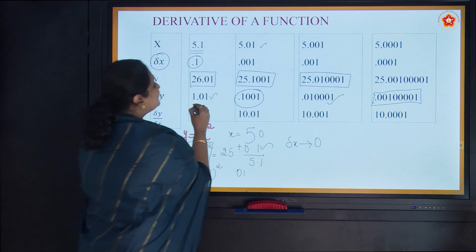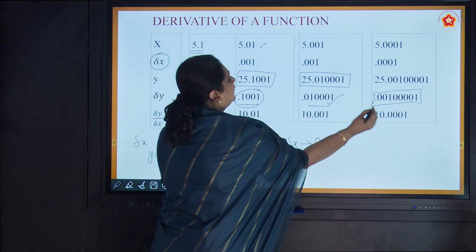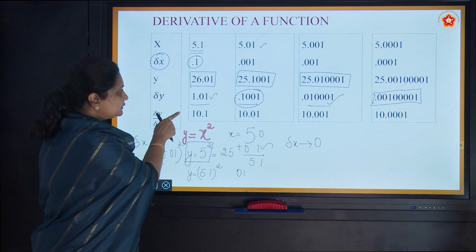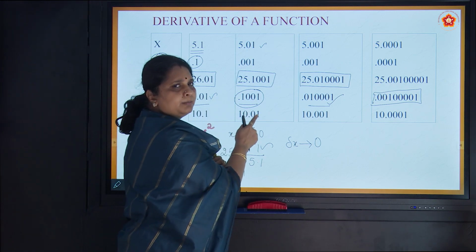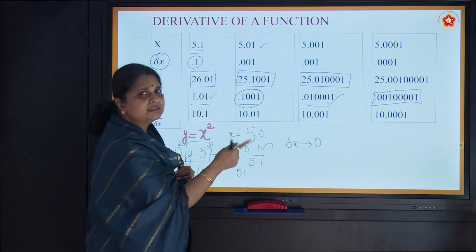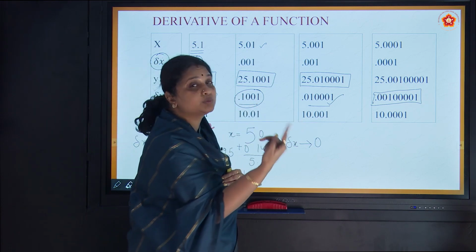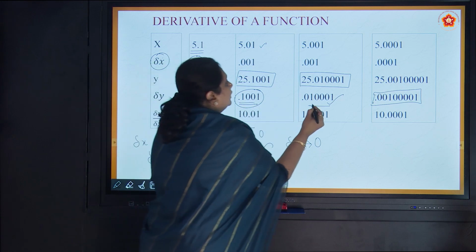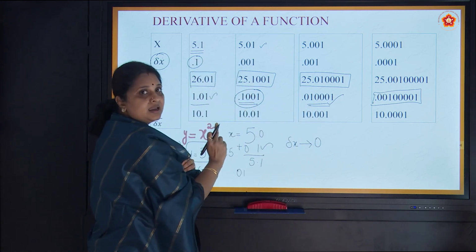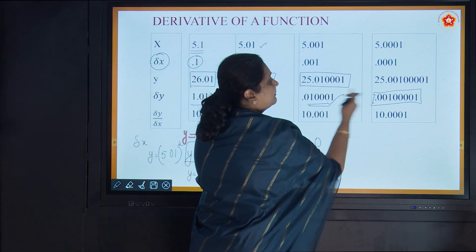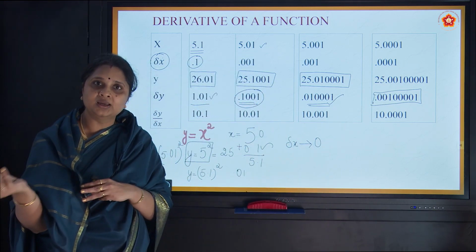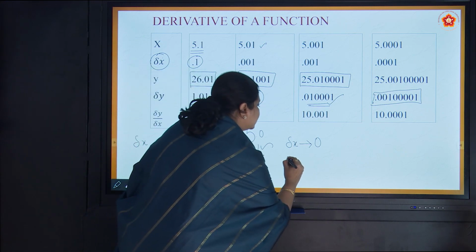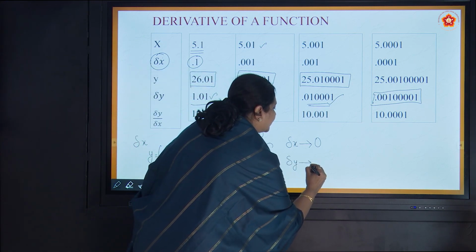My increase in y is also going very small. Look at this. It was 1.01, more than 1 initially. Then it became 0.1001. Then it became 0.01001. I'm sure you all know how to compare decimals. And you are able to see that the increment of y is also becoming very, very small. Right? So, my delta y is also approaching 0.